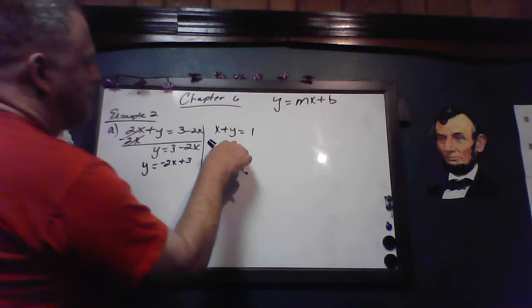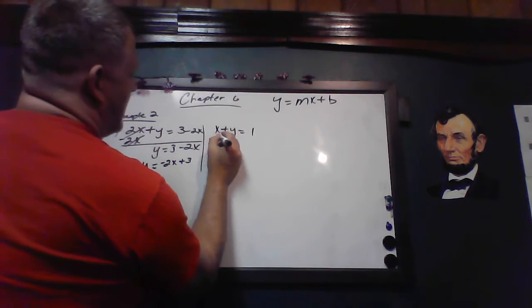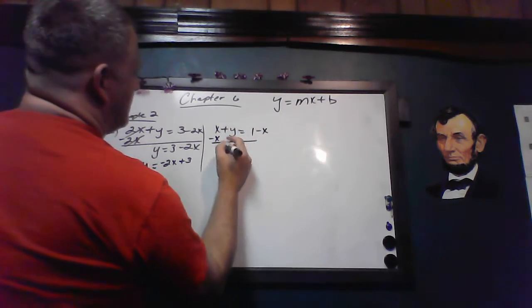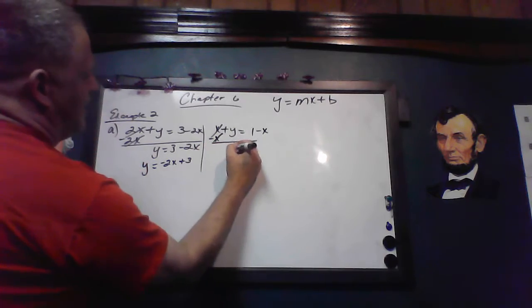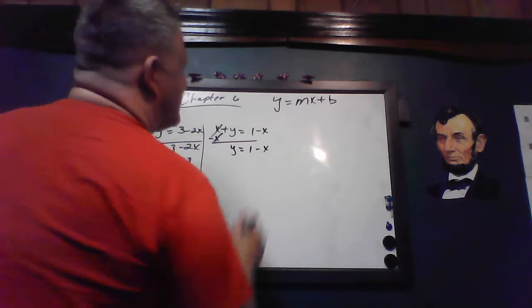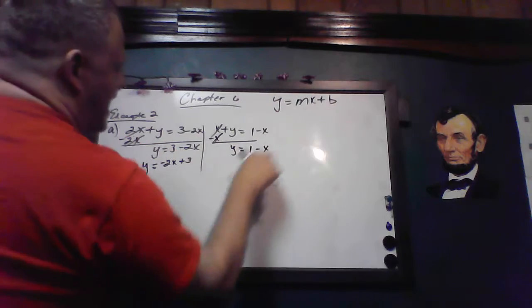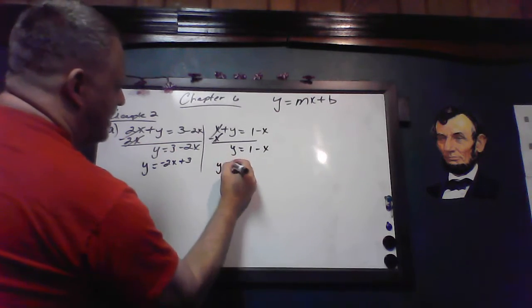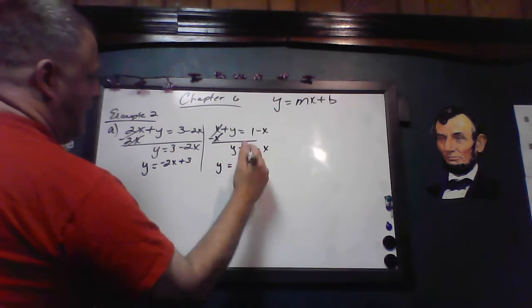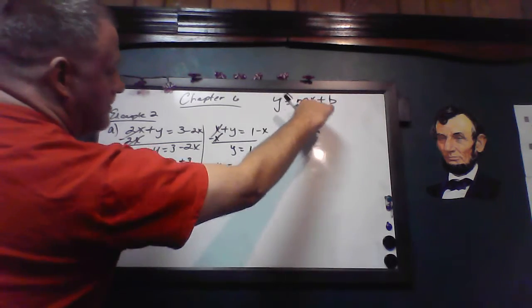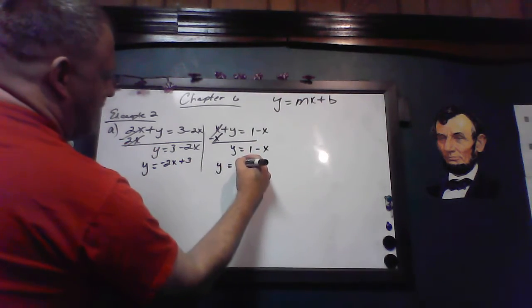So now let's get y by itself here. So we'll take out the x's. Cancel the x's, and then y equals 1 minus x. Now the same thing, that is not in standard form, so we need to put it in standard form, negative x over here. I'm sorry, for mx, negative x.